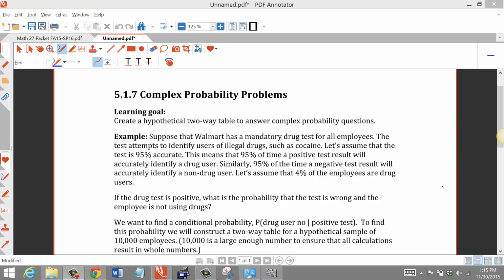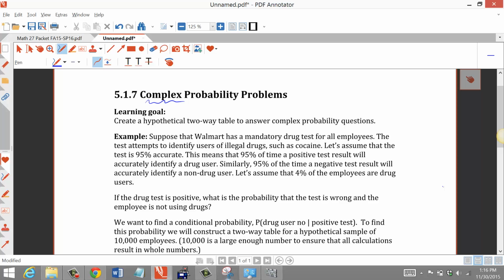Hello my friends, I just wanted to make this short video to help you do these what we call complex probability problems, and they actually are quite simple once you figure out the pattern, but they're really quite interesting. Okay, so what happens in these problems is there's usually a test. So in this example there's Walmart drug testing their employees.